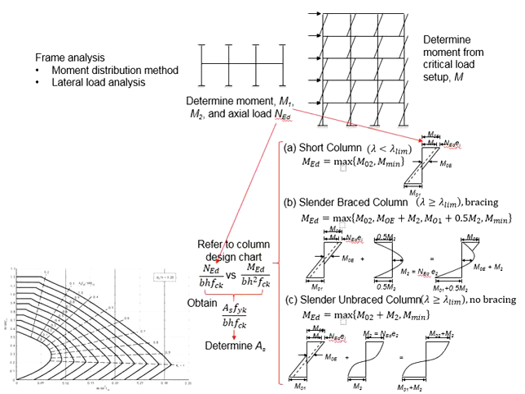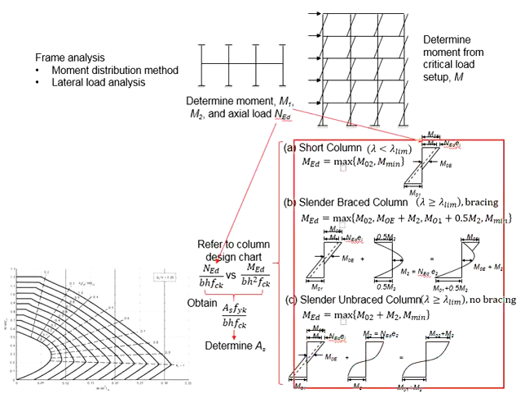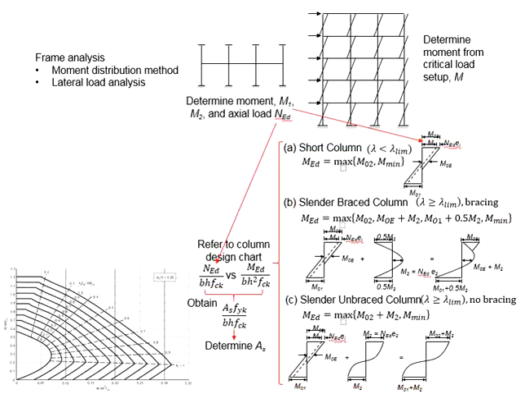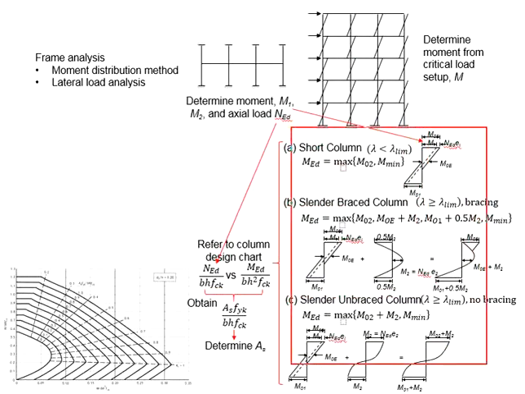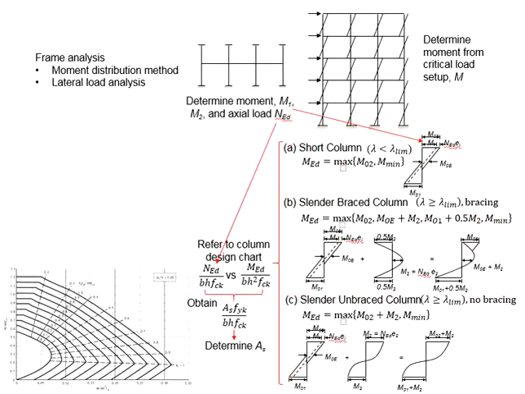This is when the classifications of the columns become important. Different classifications will have different calculations for the MED. In this case, we know that it is a short column. Although the question mentioned it is a braced structure, if you see the calculation here, as long as it is a short column, it doesn't matter whether it is braced or unbraced.